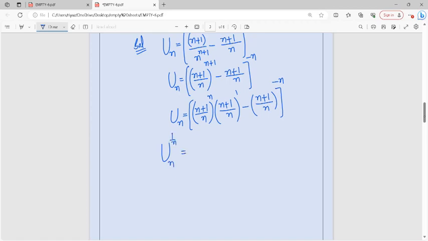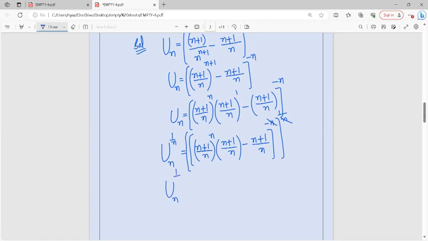It is equal to, you could have done this in the first step also, it is up to you. u_n = ((n+1)/n)^n · ((n+1)/n) − ((n+1)/n)^(−n), and we are going to raise the power, that is, once again whole to the power of 1/n here, right? So this n with this n cancels, so this power will become negative.